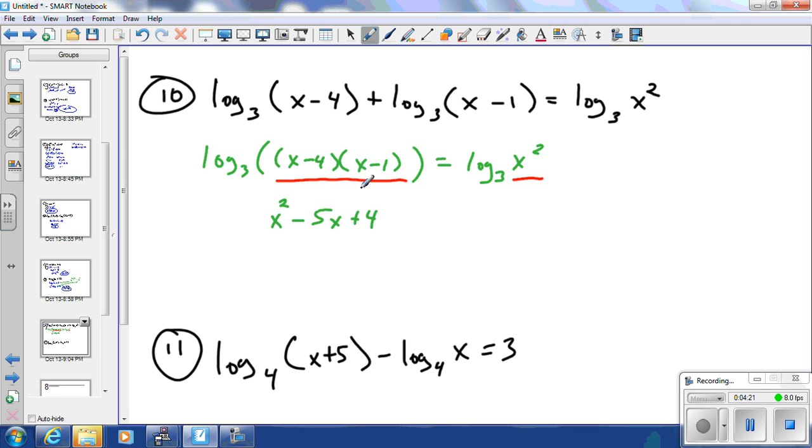Double check that. Negative 4, negative 1, negative 5, yes, is going to equal x squared. Well, when I subtract x squared over, I'm left with negative 5x plus 4 equals nothing, equals 0. If I proceed from here, negative 5x will equal negative 4. Therefore, my x is going to equal positive 4/5.